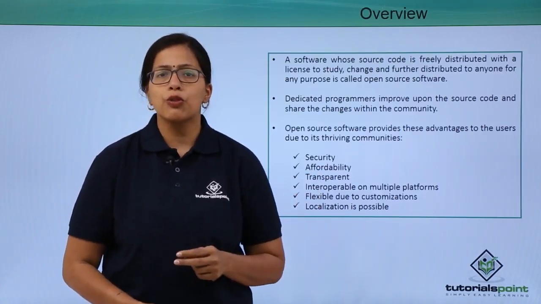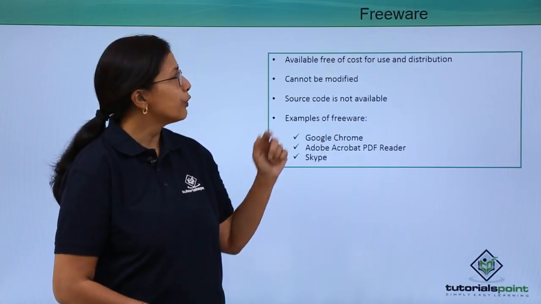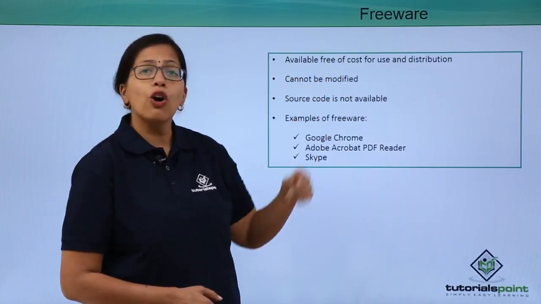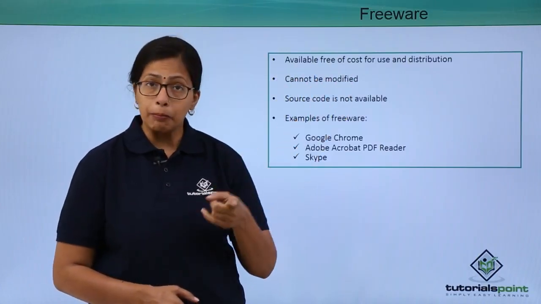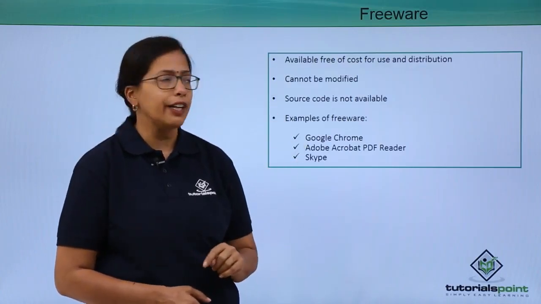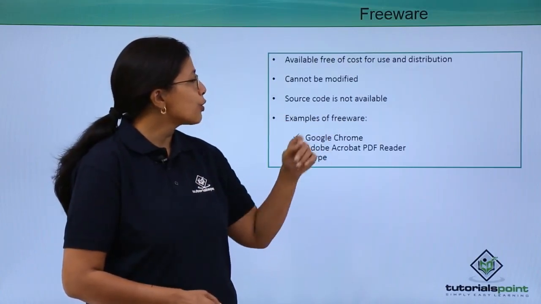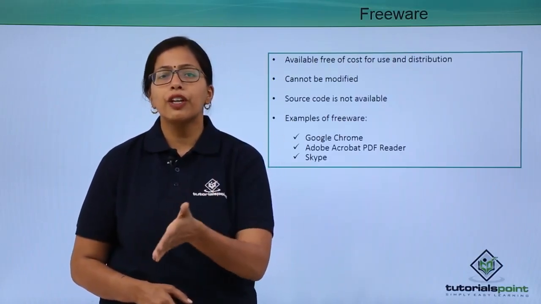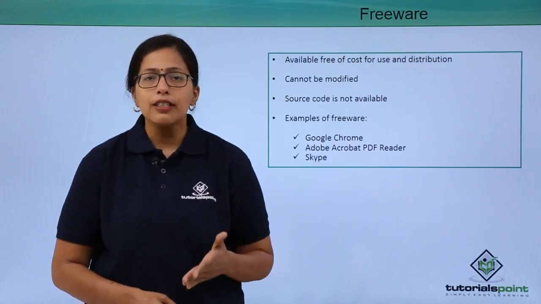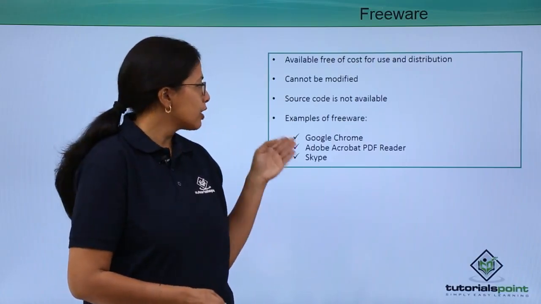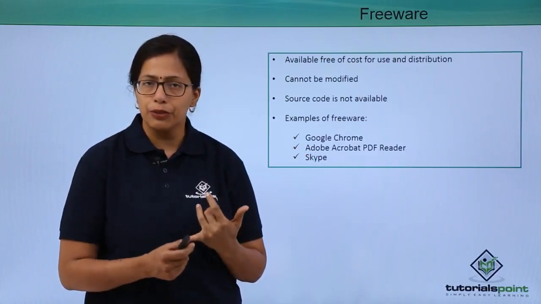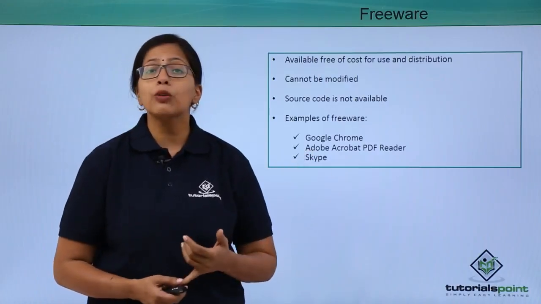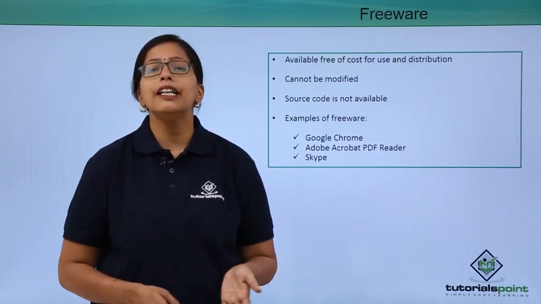There are two types of open source software. Let's look at them. The first one is the freeware. What is a freeware? It is available free of cost for use and distribution, but it cannot be modified. Why can it not be modified? Because its source code is not available. It is still called an open source software because you don't have to pay for it. Some of the examples include Google Chrome that you use for browsing the web, or Skype that you use for chatting, or Adobe Acrobat PDF Reader that you use for reading PDF files.